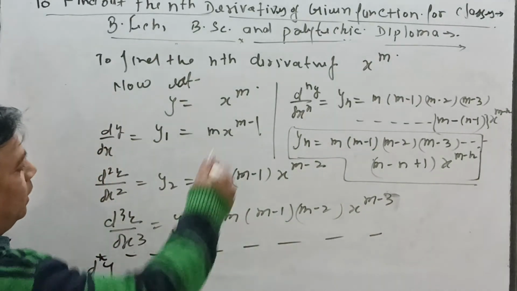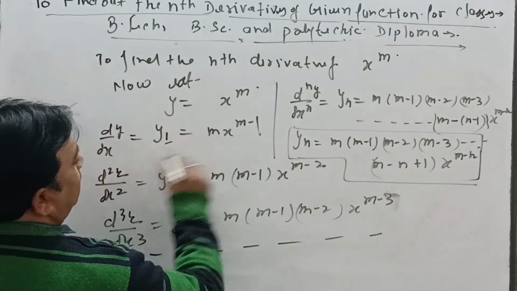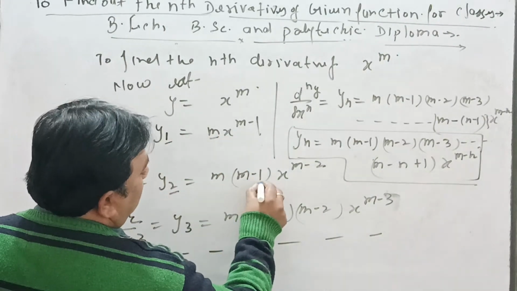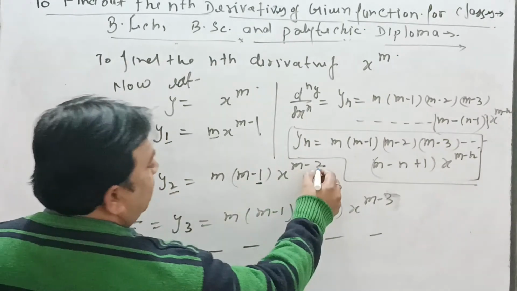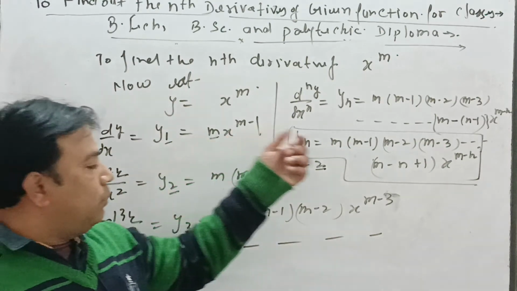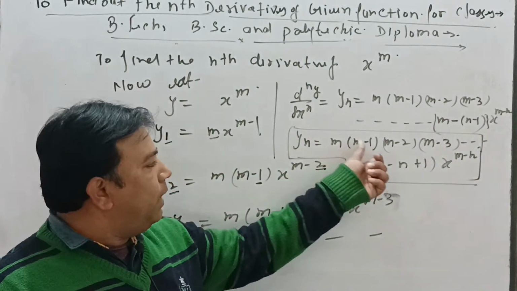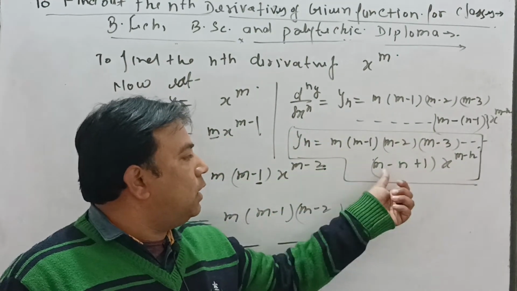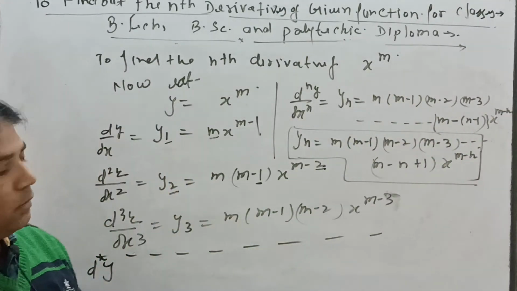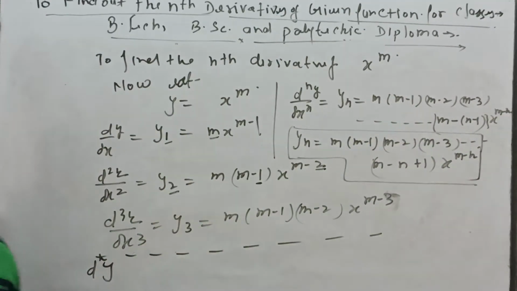So you can check that in the first derivative there is only m, in the second derivative there is m and m minus 1, and the power also decreases to m minus 2. So you get the nth derivative of this function: m(m-1)(m-2)(m-3) and so on up to (m-n+1) x^(m-n). Please make a note.